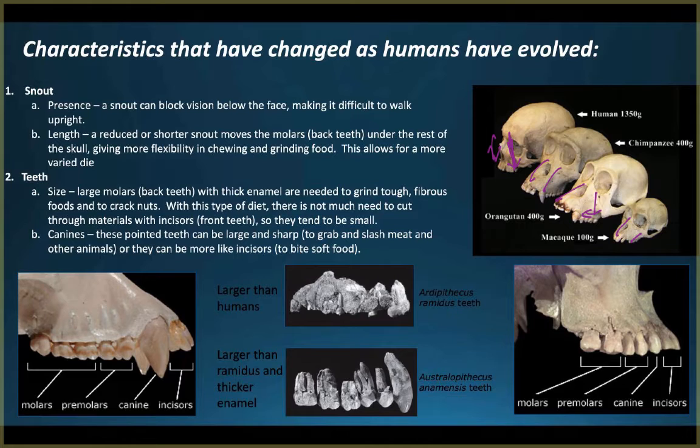Both the molars. Molars were really, really large. They had thick enamel that was used for grinding fibrous food and cracking nuts. With this type of diet, there's not much need to cut through material with incisors or front teeth, so they tend to be smaller. You can see we do a lot of chewing. On ours, you can see, this is a chimpanzee, this is us, and these are some of the ancestors that we have. On these, you can see the molars are bigger than humans'.